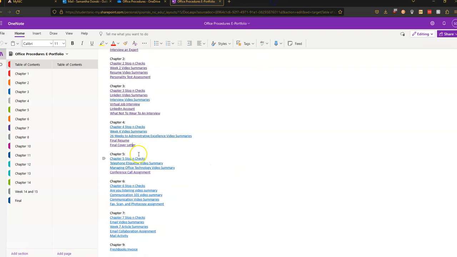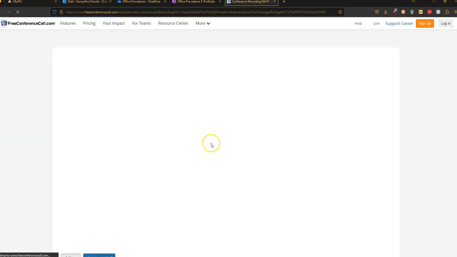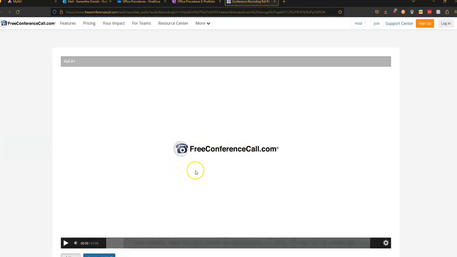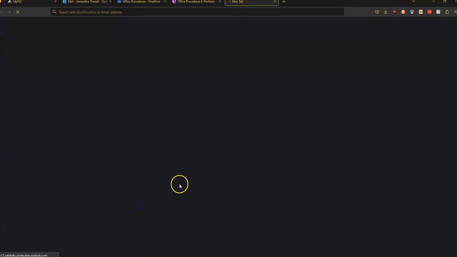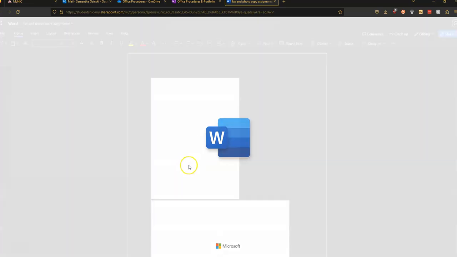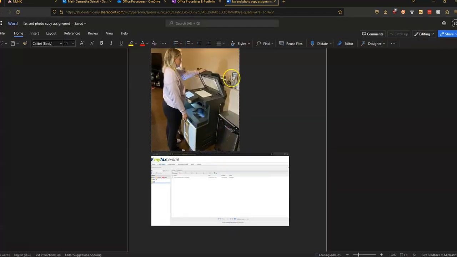Next up, we did a conference call assignment. In this one we recorded ourselves with a partner, and we just did a mock conference call. Next up is our fax, scan, and photocopy assignment. This one, we included a picture of us making a photocopy and also proof of us sending a fax through this website.